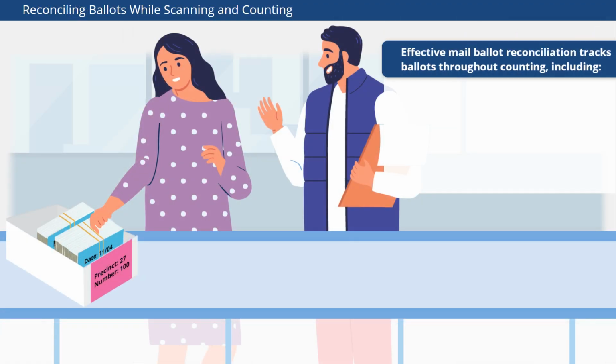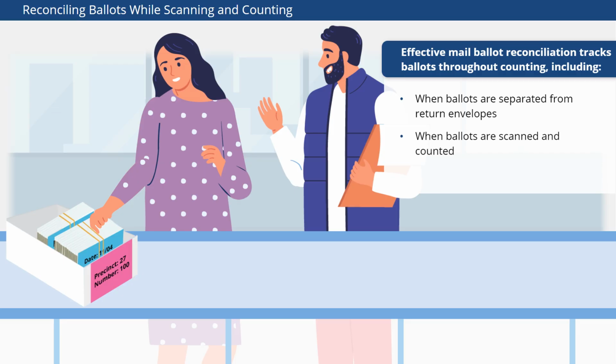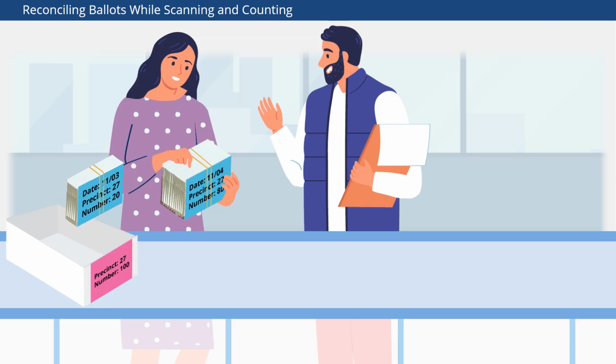Finally, effective mail ballot reconciliation involves keeping track of ballots during and after counting, including when ballots are separated from return envelopes, when ballots are scanned and counted, and when counted ballots are stored. Let's walk through another scenario to illustrate the reconciliation process. Imagine you are preparing to open and scan 2 batches of accepted ballot return envelopes.